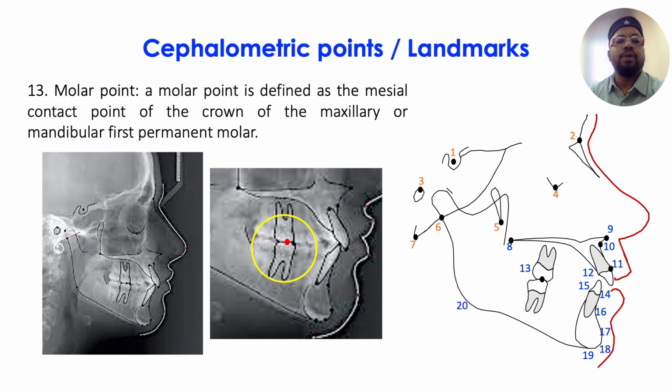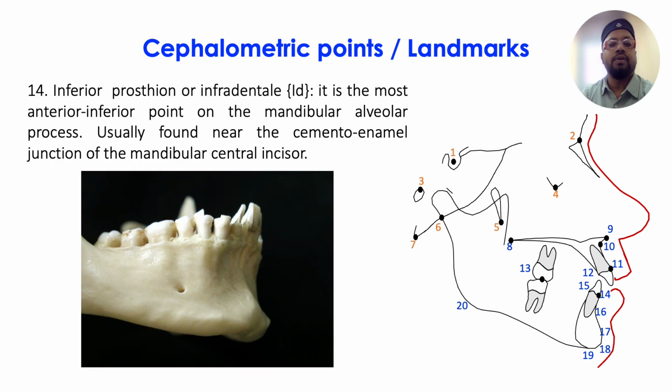Next one is molar point. Molar point is defined as the mesial contact point of the crown of the maxillary or mandibular first permanent molar. In the tracing, it is showing in a red dot with a yellow circle. Next point, inferior prosthion or infradentale. It is the most anterior inferior point on the mandibular alveolar process, usually found near the cemento-enamel junction of the mandibular central incisor. The blue arrow showing the inferior prosthion or infradentale.